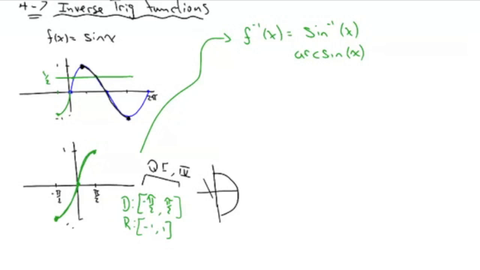Okay, you're on the unit circle. Here's zero. This is zero to pi over two. And this is zero to negative pi over two. And we know the domain of this function. What is the domain of this function?